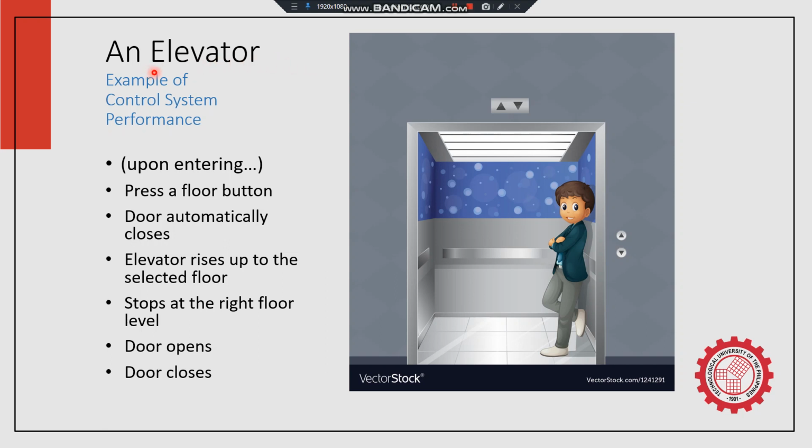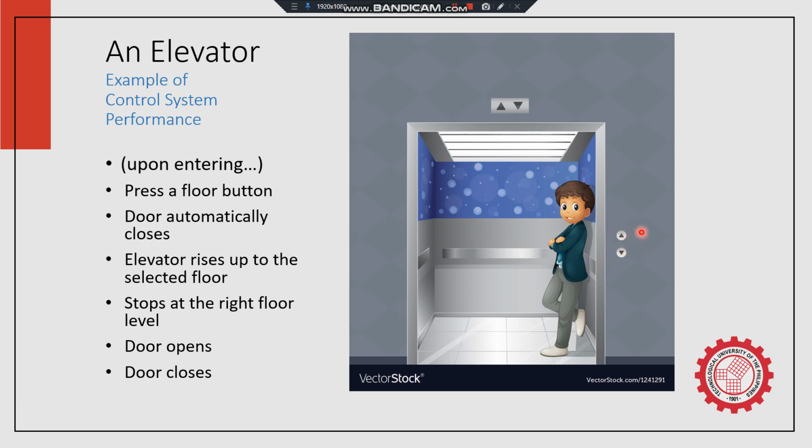Now let us have another example, an elevator. Let's first discuss the sequence of operation on how we use an elevator. Upon entering, if you want to enter an elevator, we press a floor button. We press whether we are going up or going down, and whether level 2, level 3, and so on. So, we press the floor button.